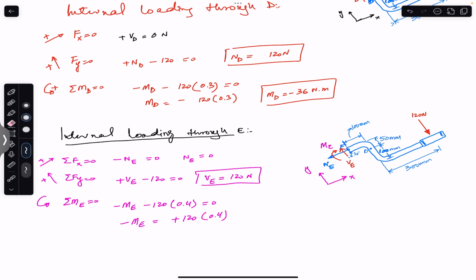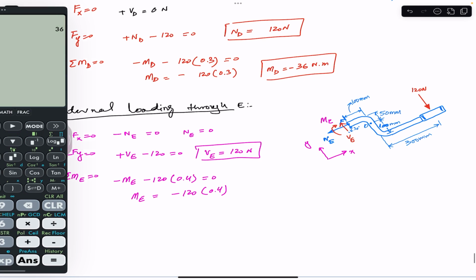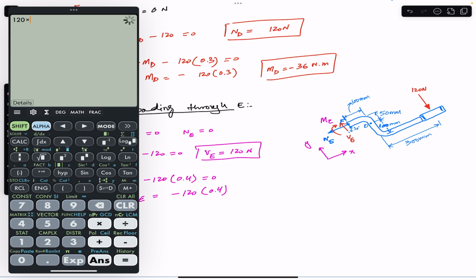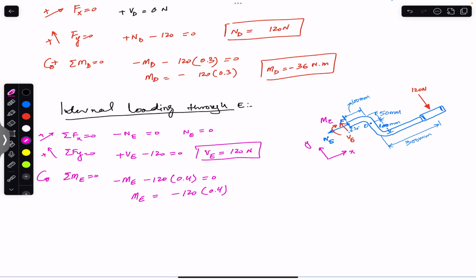From this we can say that, multiplying both sides by minus sign, we will get this as positive. So ME is equal to minus 120 into 0.4. This gives us 48. So ME is equal to minus 48 Newton meter. And the minus sign tells us that ME is actually in the counterclockwise direction at the cross section through E, and the magnitude is 48 Newton meter.